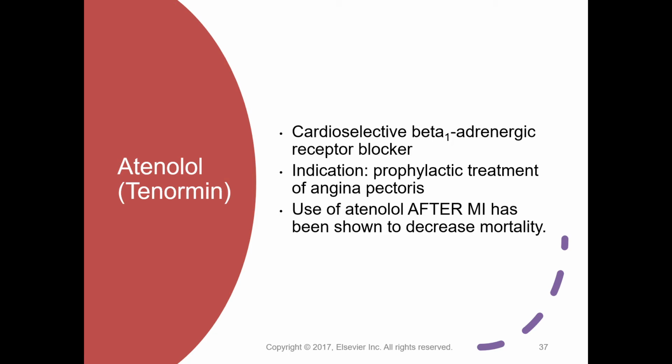Tenormin is a beta 1 adrenergic receptor blocker. We give it for prophylactic treatment. This is given so that patients won't get that chest pain. And we use atenolol after an MI has happened because it decreases mortality. But notice that, right?